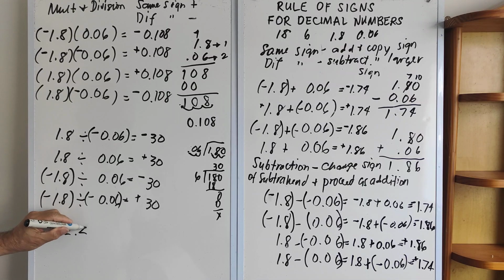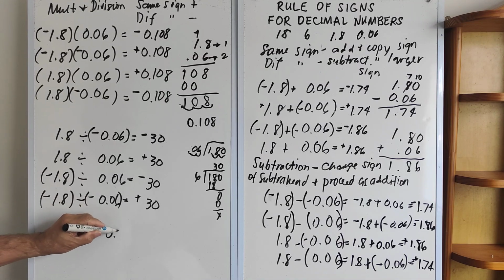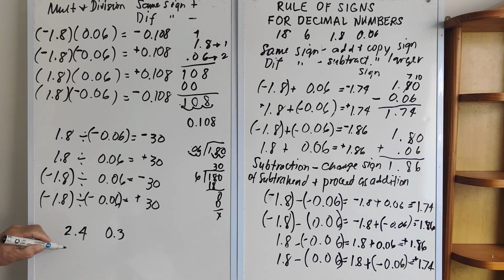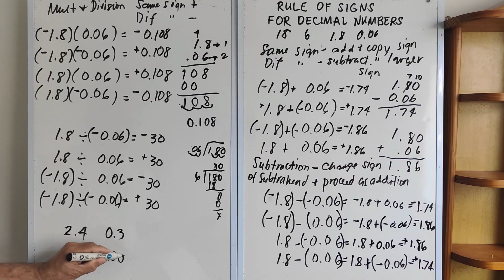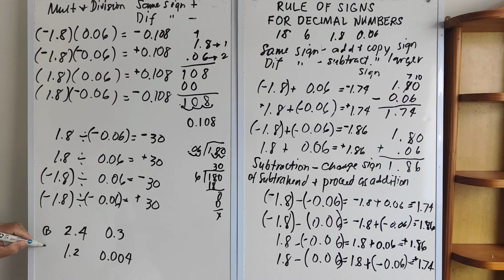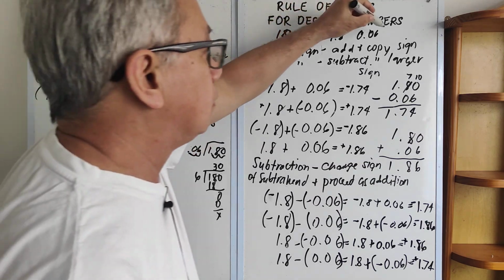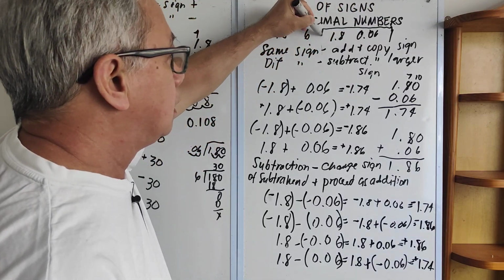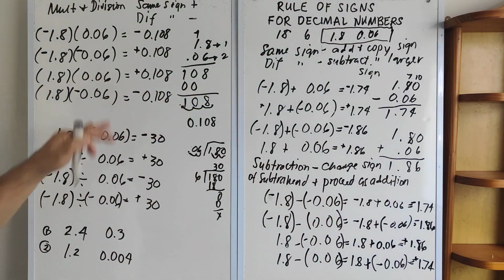You can use 2.4 and 0.3, and then 1.2 and 0.004. So you can do exercises using these, 2.4 and 0.3 and 1.2 and 0.004. So you can also use these numbers when you're first trying, and then you should have the same answers.